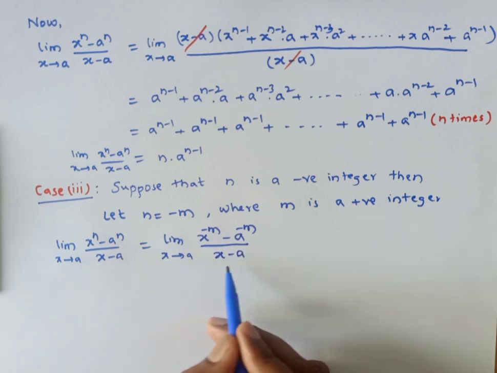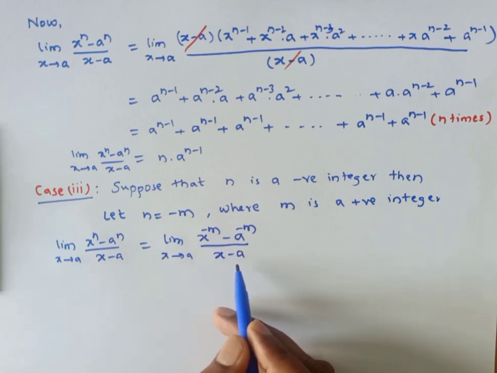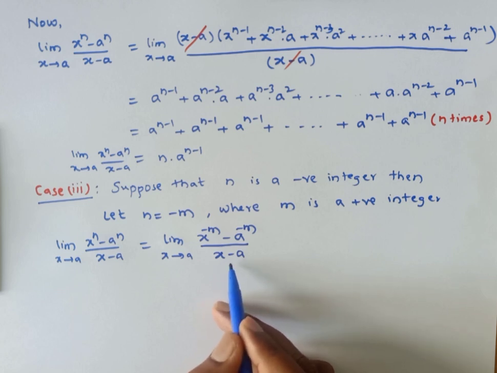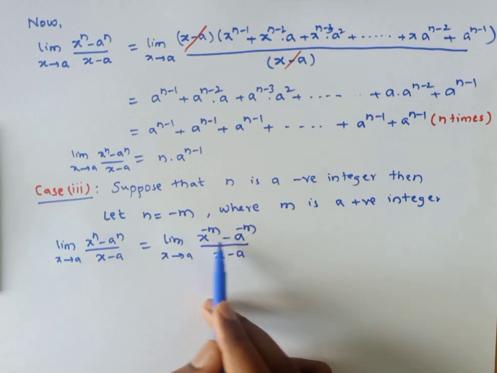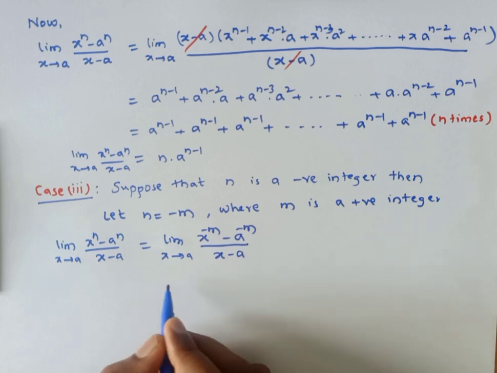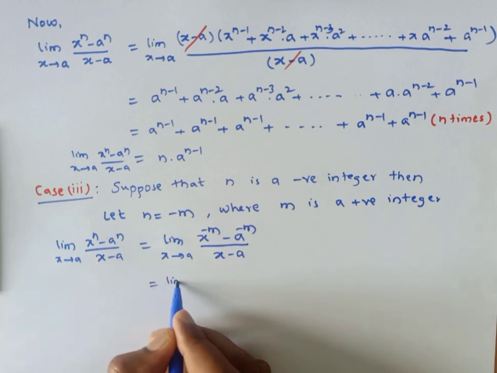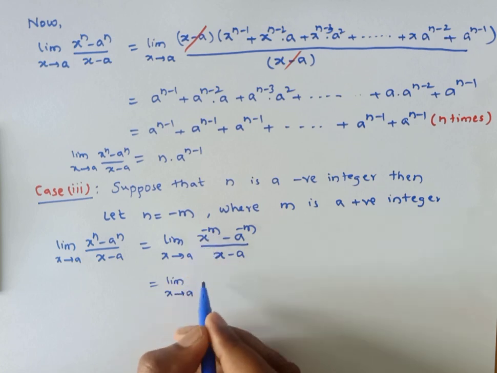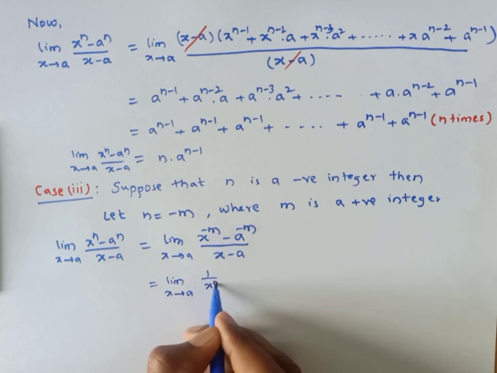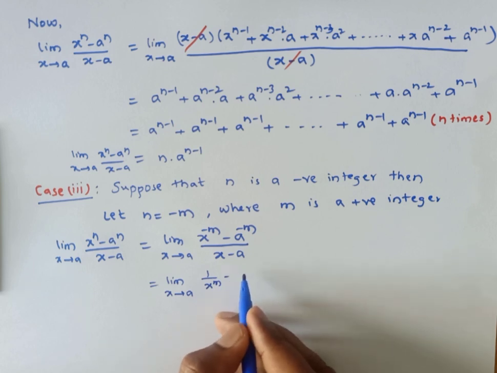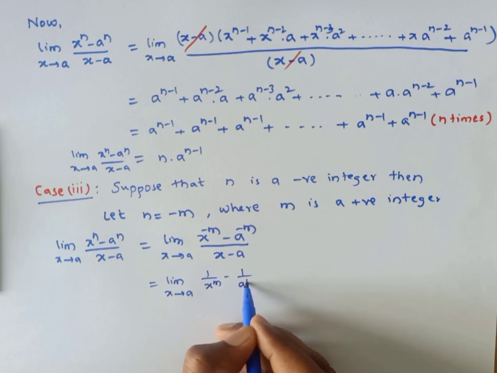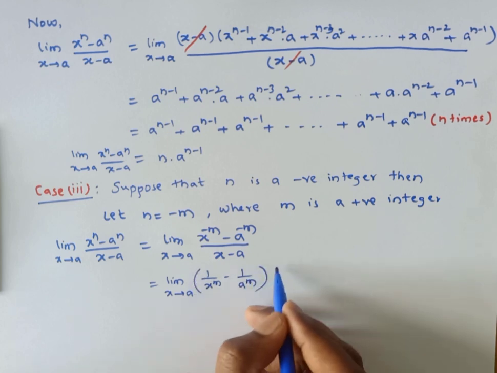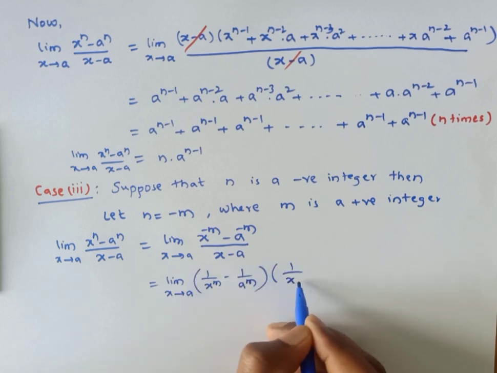Now if you apply the limit directly, then the numerator will be 0 and the denominator is 0, so you need to simplify the numerator values. Now how to simplify this? Limit x tends to a. Here x power minus m can be written as 1 by x to the power of m by using theory of indices. A power minus x is 1 by a power x, right? So like it is a to the power of m into 1 by x minus a.